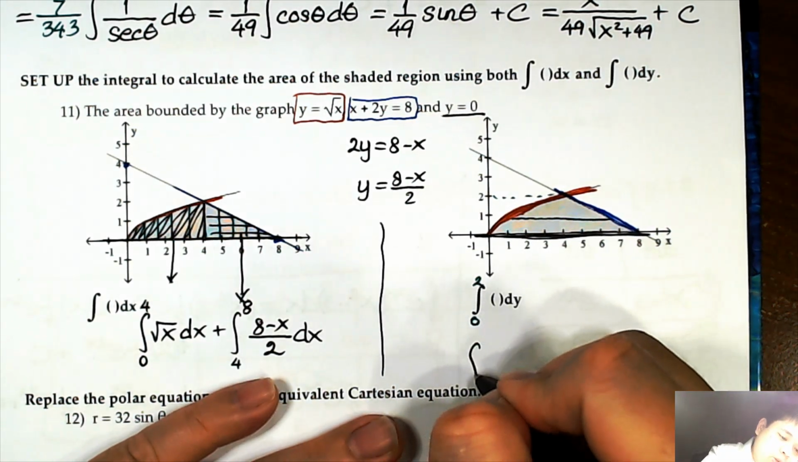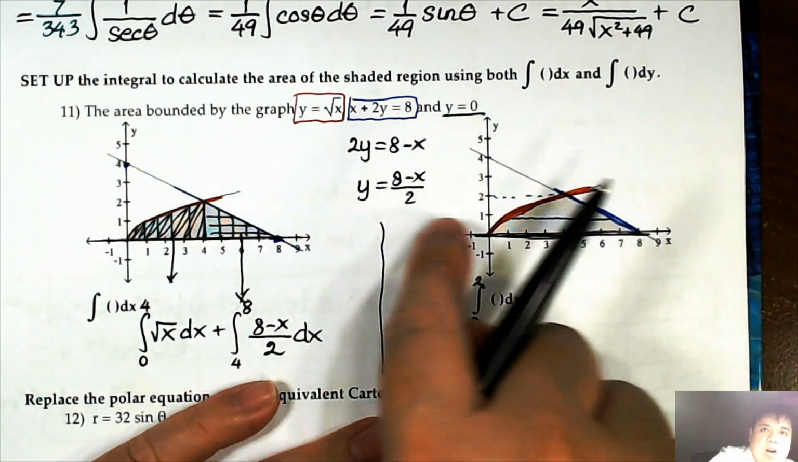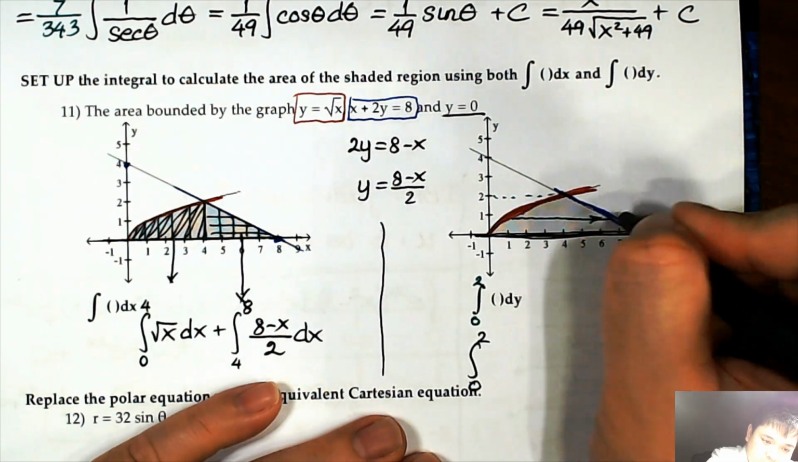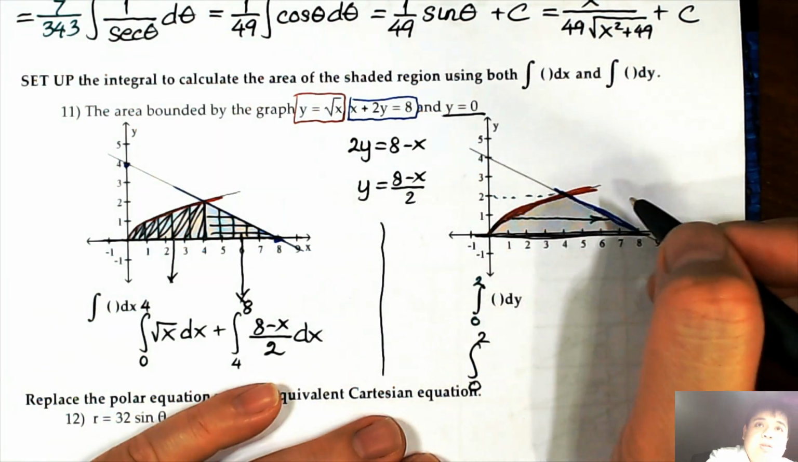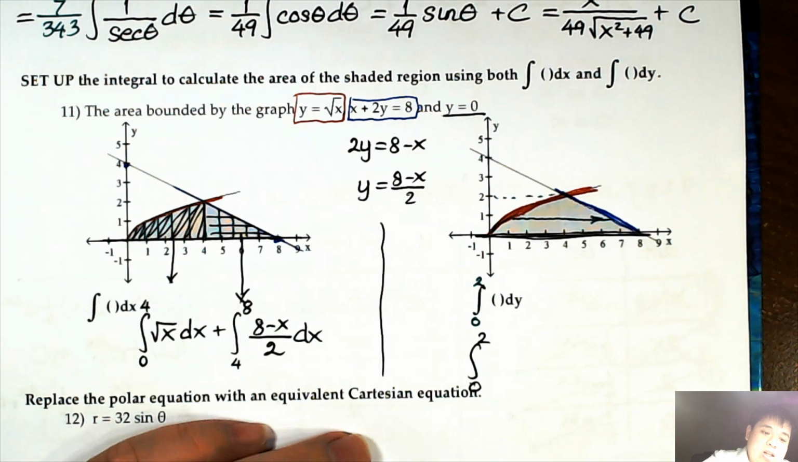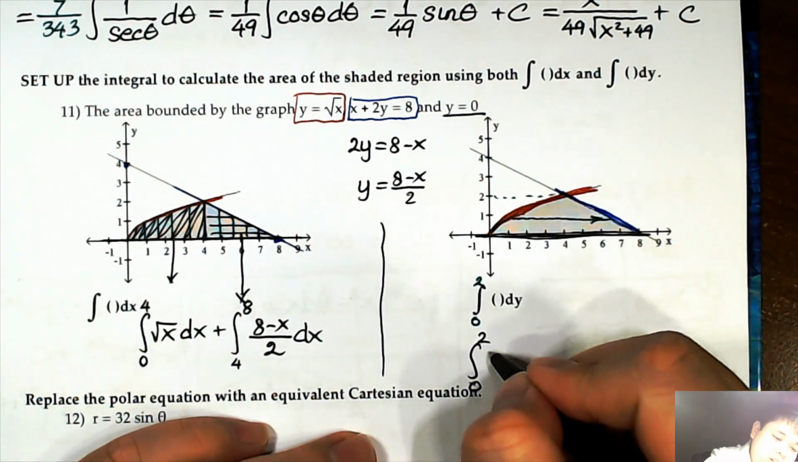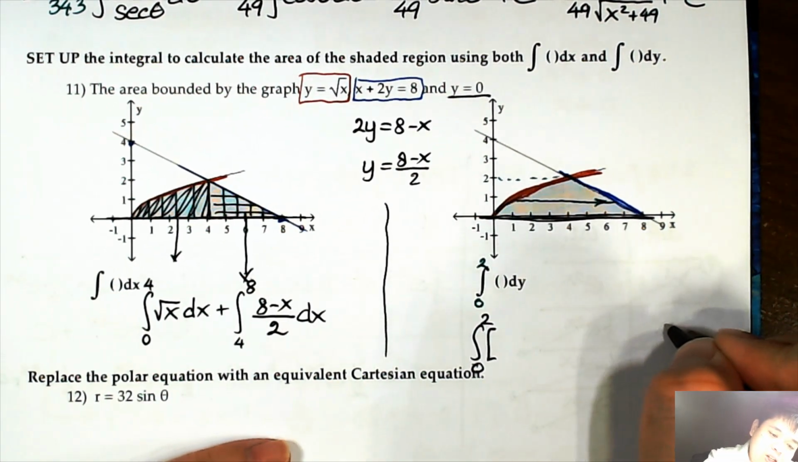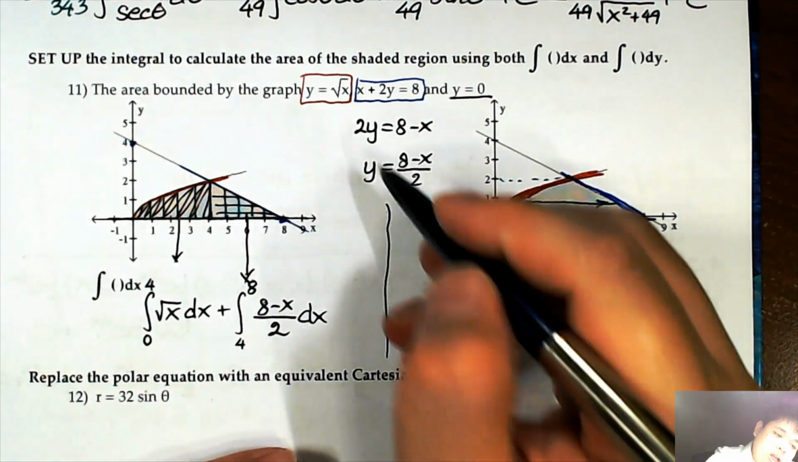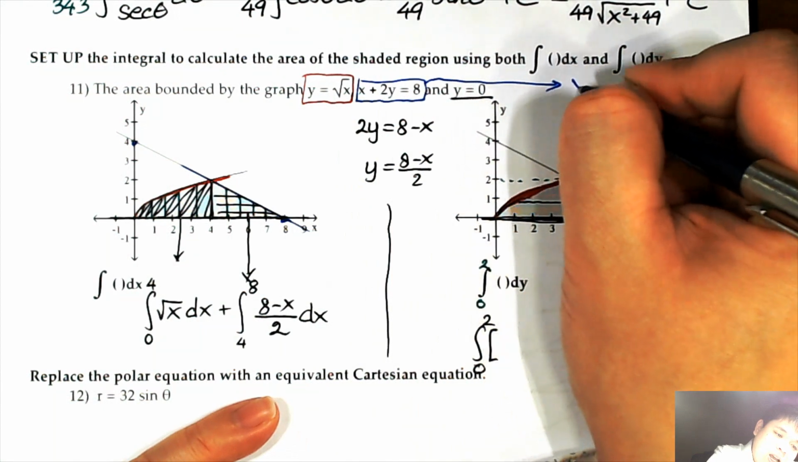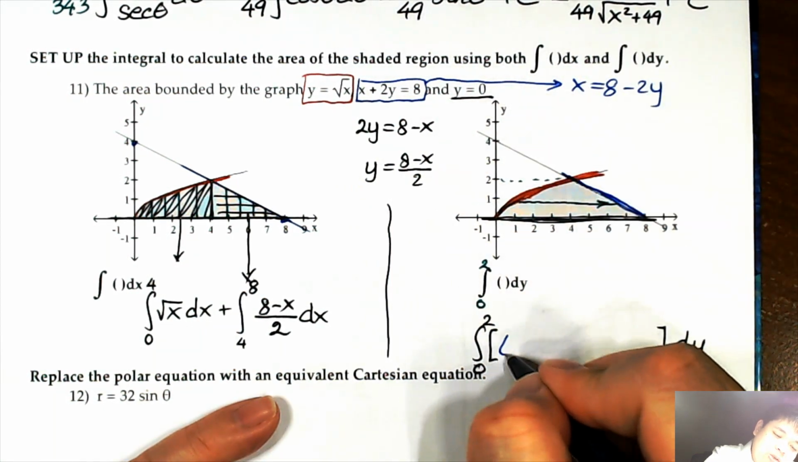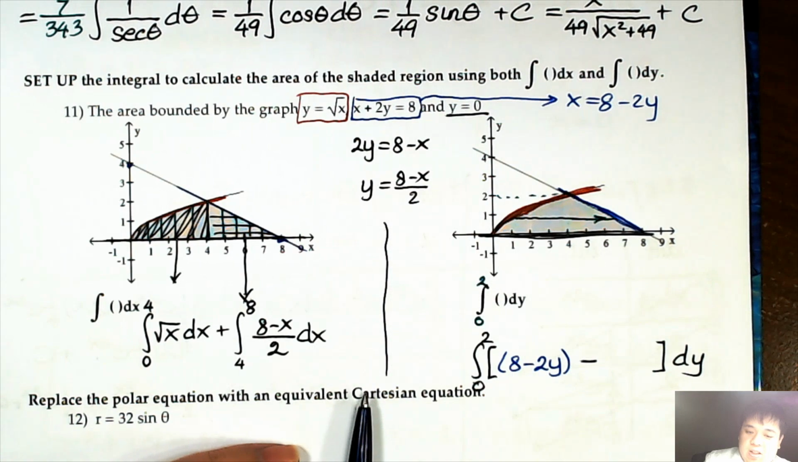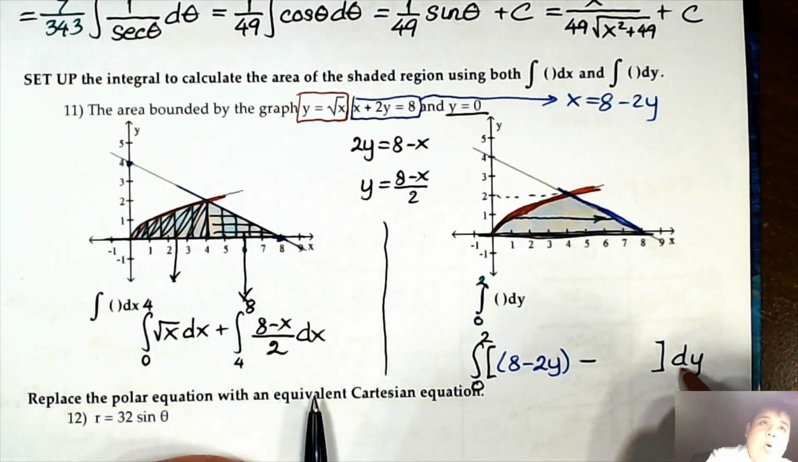Right, so from 0 to 2, if we look along the x-axis, we're going to see the red curve on the left, the blue line on the right. So we have the right function minus the left. The function on the right is this, but notice that it has to be in terms of y. So from here we can say x equal to 8 minus 2y, and that is the function on the right minus the function on the left, but in terms of y though.